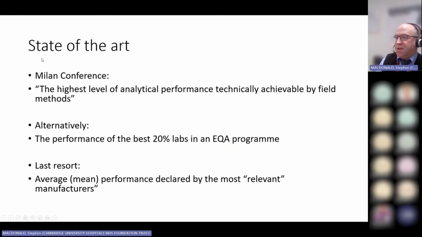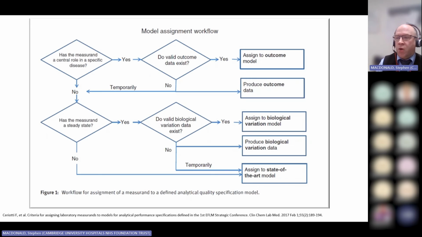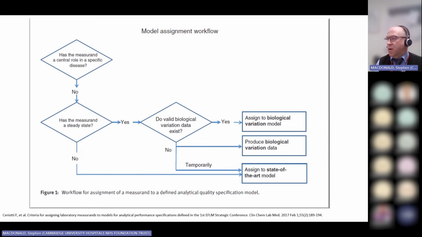So the final model is the state of the art. So that is the best possible analytical performance that we're able to produce. And the example you'll see here, the reclassification of the C-reactive protein into this model now, because we now understand that CRP, as we know, is released in response to cytokines, part of the inflammatory response, was in fact the first acute phase protein to be described. So it's not got a central role in a specific disease, although it does have some specific clinical uses that it's in. So we then move on to, is there any biological variation data that exists?